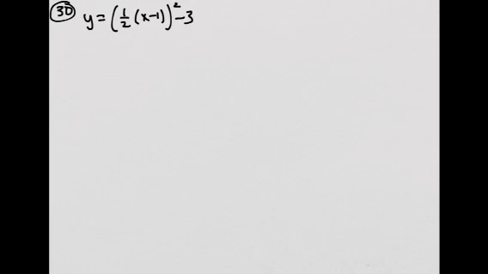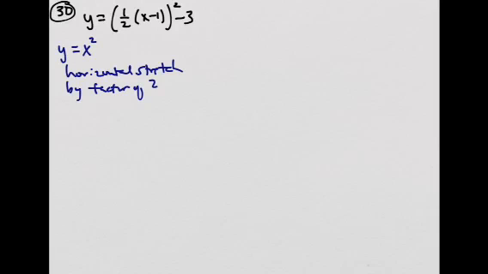Alright, number 30, you're going to compare it to the parent function y equals x squared. So compared to that one, notice how the 1/2 is inside the parentheses and it's being squared. So right now the way it is, this is b. So you're going to say it has a horizontal stretch by a factor of 2. And it's translated 1 unit right and 3 down. Okay, because h is positive 1 and k is negative 3.